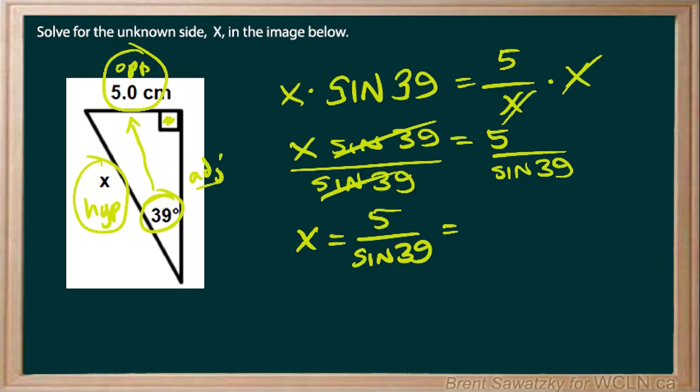And we can pull out our calculator. 5 divided by the sine of 39, all in degree mode, is 7.9. And we were working in centimeters, so our unit would be centimeters, and that would be a good final answer.